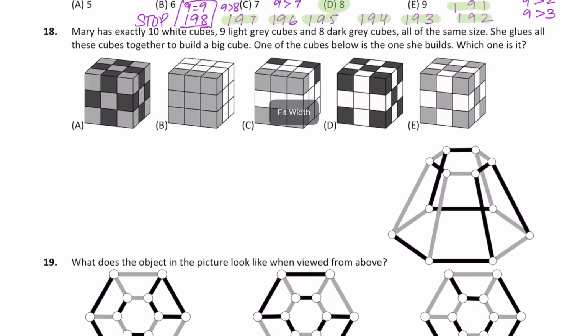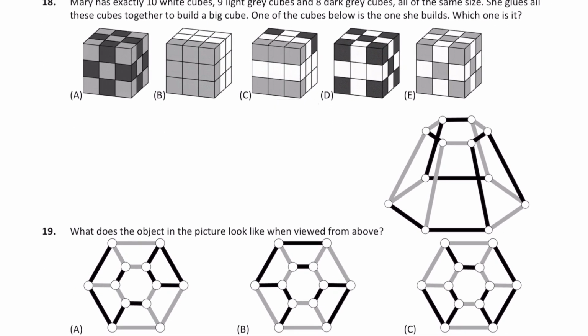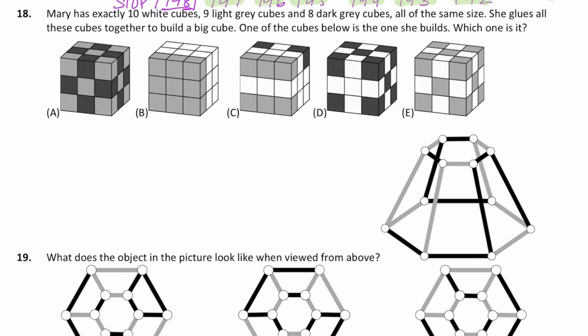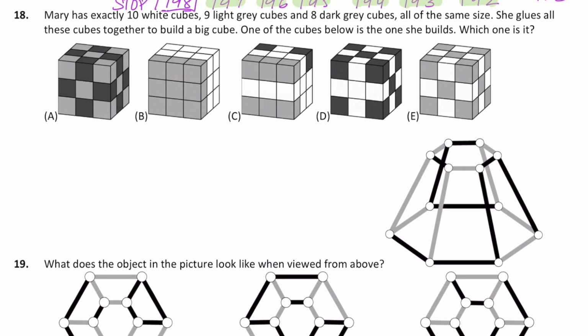Next question. Mary has exactly 10 white cubes, 9 light gray cubes, and 8 dark cubes, all of the same size. She glues all these cubes together to build a big cube. One of the cubes below is the one that she builds. Which one is it?